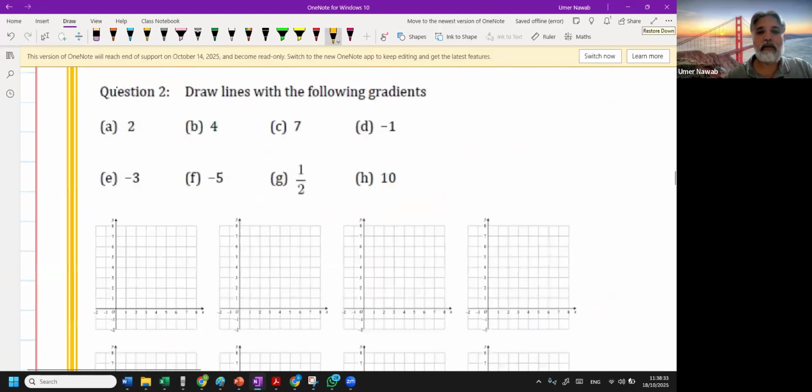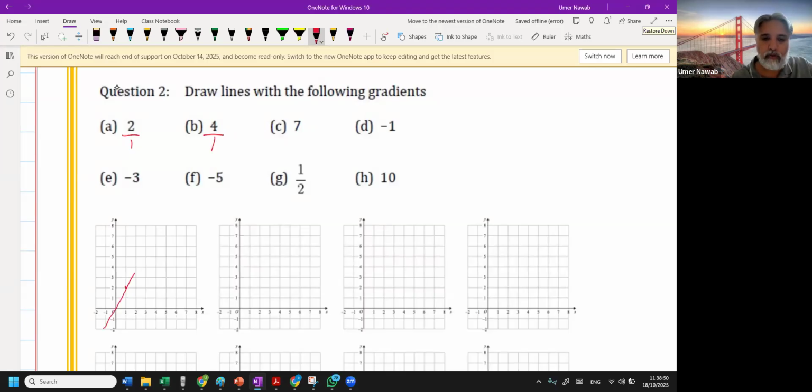Now the guy said, can you draw the lines whose gradients are 2? So very good. 2 means 2/1. So it's better to start from the origin because he didn't mention what is the y-intercept. So 2 units up and 1 unit right. So this is the line I'm going to talk about.